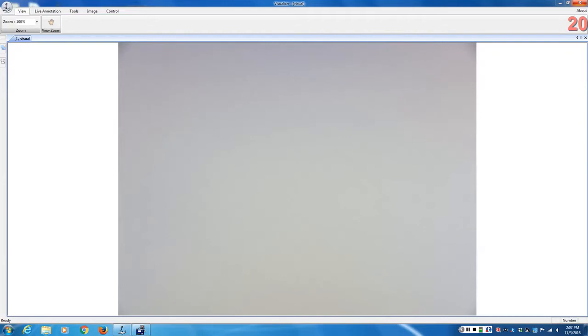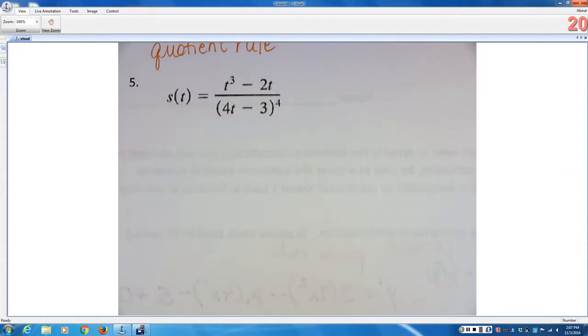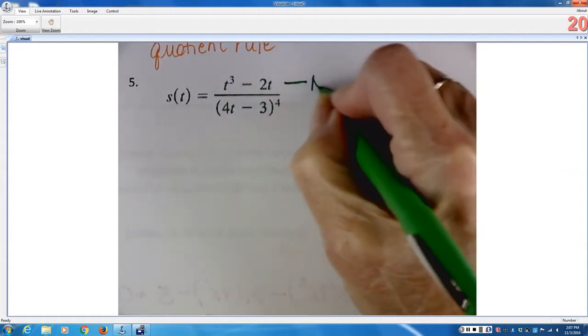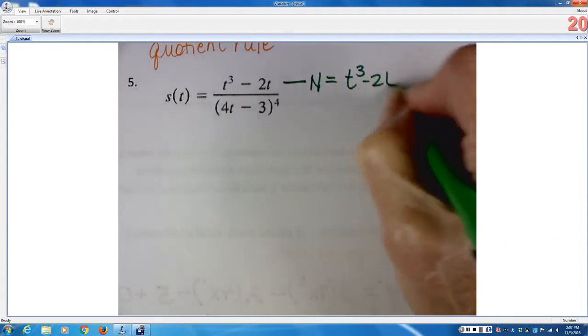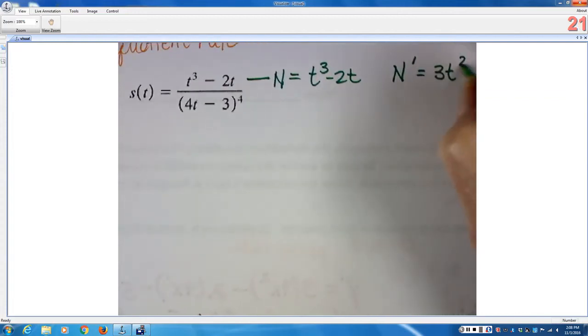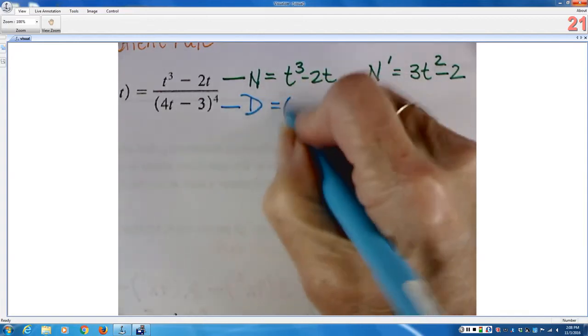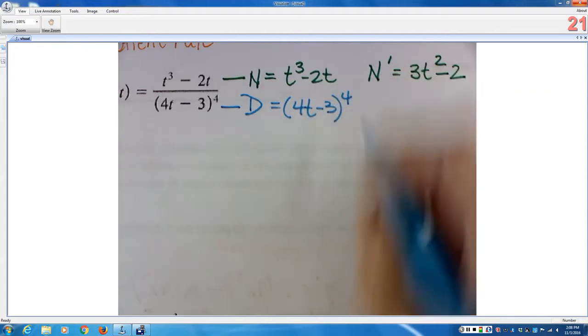Okay, our next problem is a quotient rule. So we have a numerator. We have a derivative of the numerator. And then we have a denominator, which happens to be a chain rule problem.